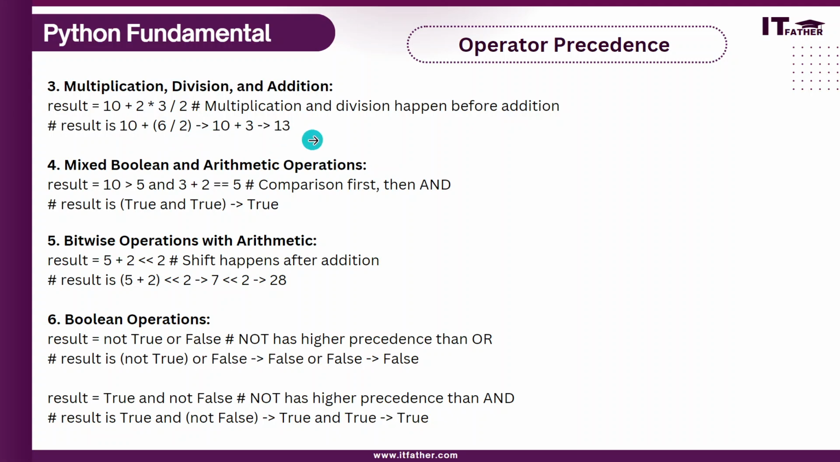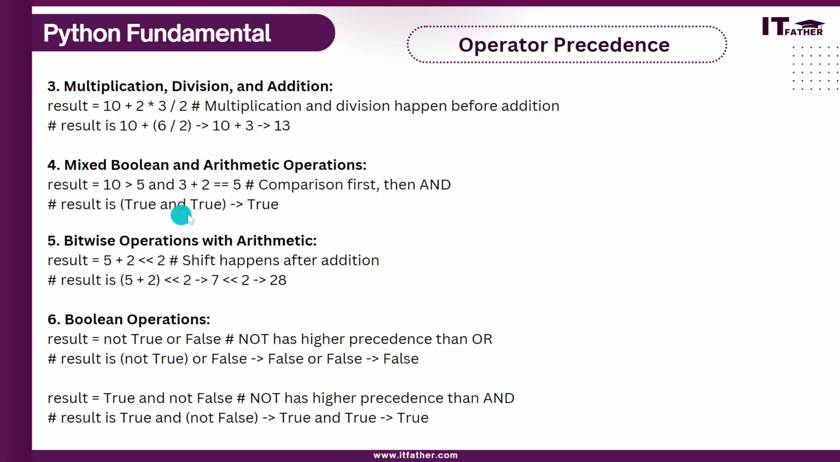Got it? Once again, if we have 10 plus 2 into 3 divided by 2, because multiplication and division are both coming together, the operation will go from left to right. First of all multiplication will happen, 2 into 3, then 6 by 2, and then the result will come 13.